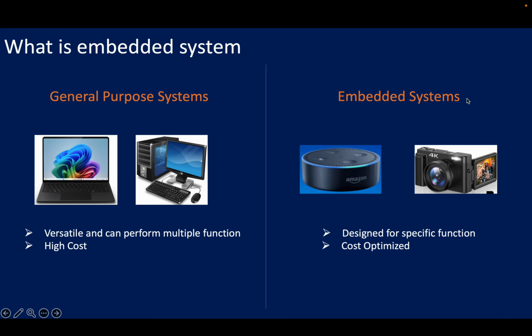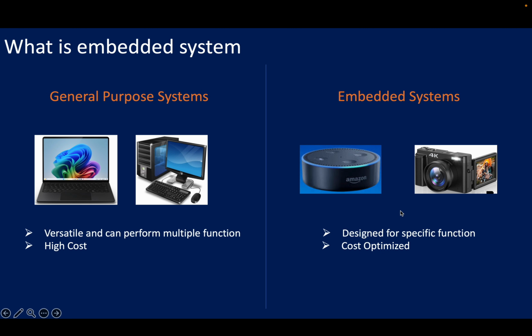On the other hand, an embedded system is also a computing system, but it is designed to perform a specific function. For example, Alexa is built as a voice assistant that will listen to your voice and respond. A digital camera is designed to capture photos and videos. These devices cannot do any other function than what they are designed for.